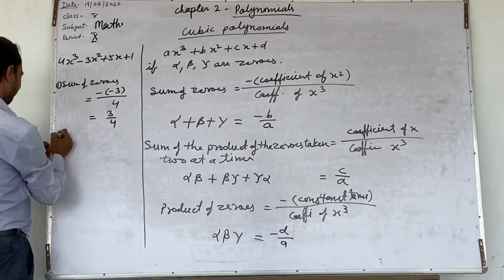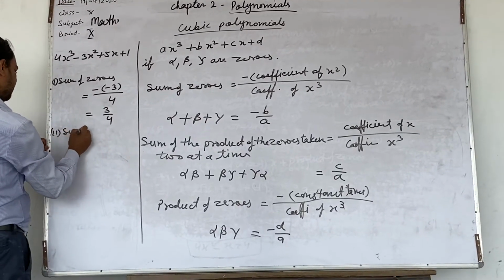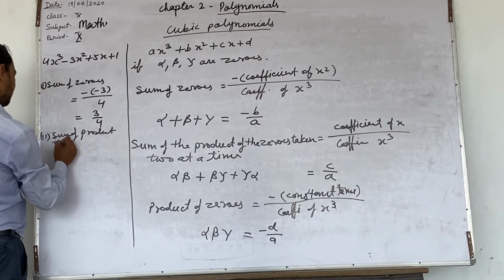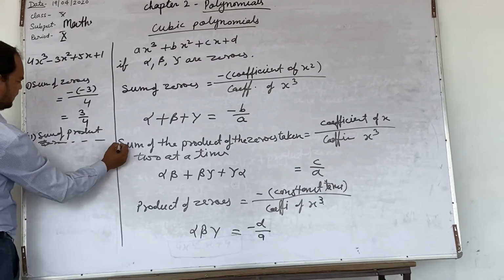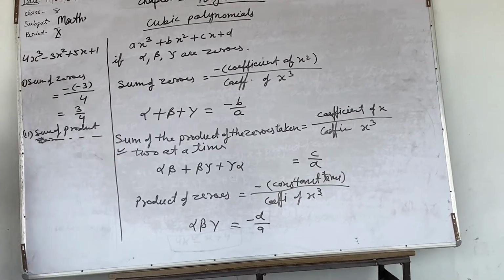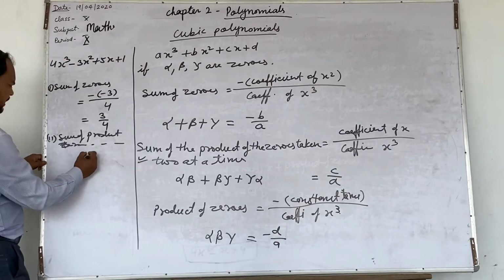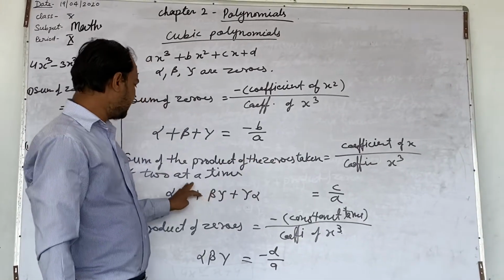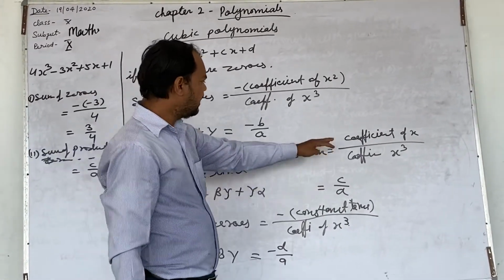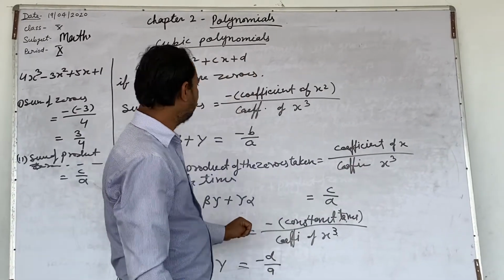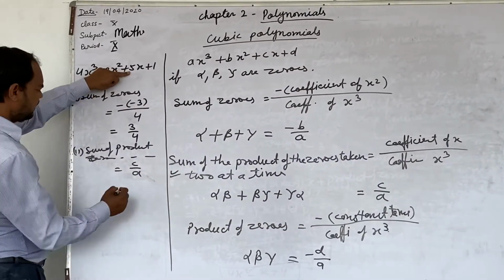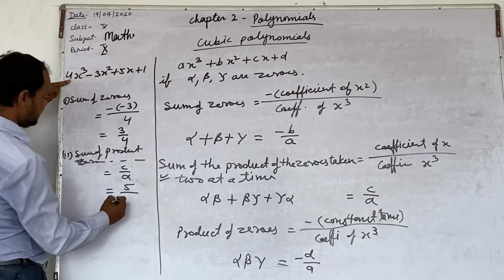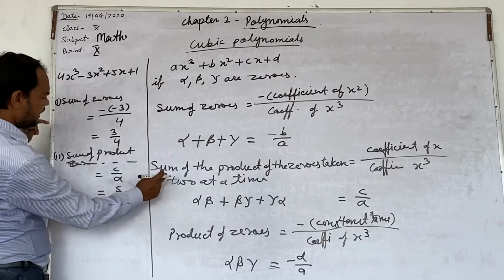Now next, the sum of the product of zeros taken two at a time. What we observe here? This formula is C upon A. The sum of the product of two zeros taken at a time is C upon A, or coefficient of x upon coefficient of x cube. What is the coefficient of x here? The coefficient of x here is 5 upon coefficient of x cube, which is 4. This is the second relation.